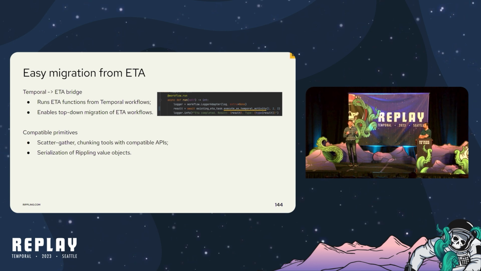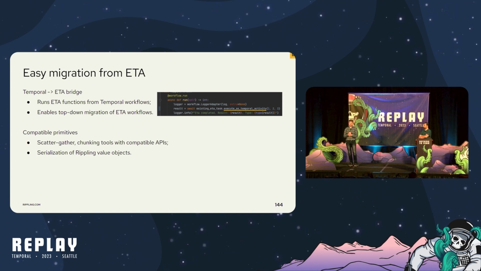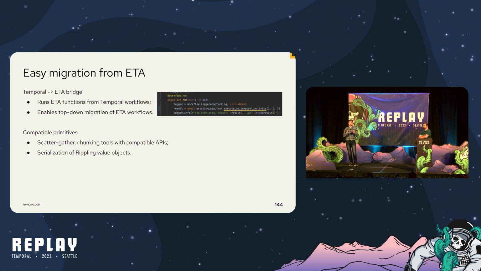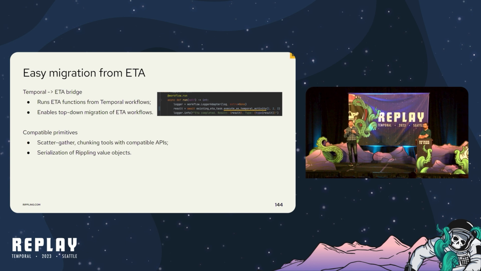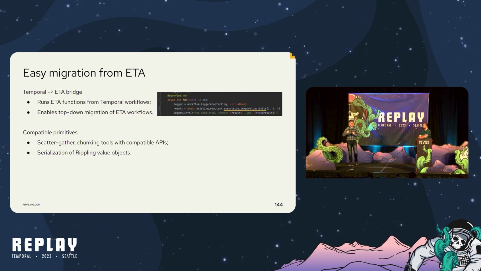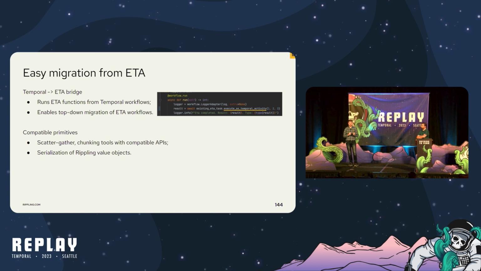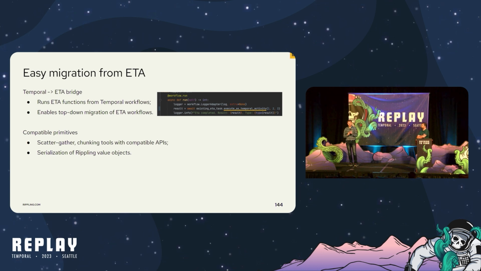So this naturally translates to workflows and activities in Temporal, but how do we encourage that and provide a way to partially migrate this, instead of rewriting everything from beginning to end? So we went with this approach. We provided an interesting way to have a Temporal to ETA bridge.